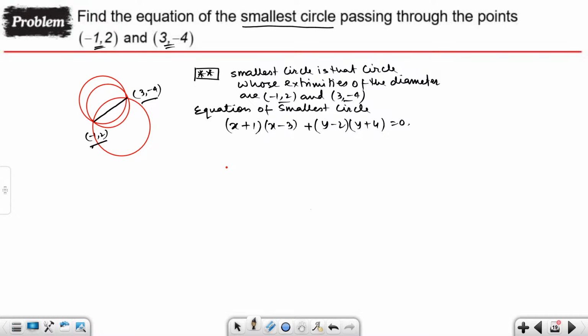So what have we learned? Whenever different circles are passing through 2 given points, the smallest circle will be that circle whose extremities of the diameter are the given 2 points. Remember this, make a note of this.